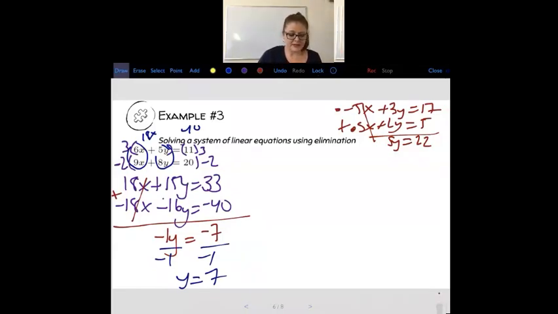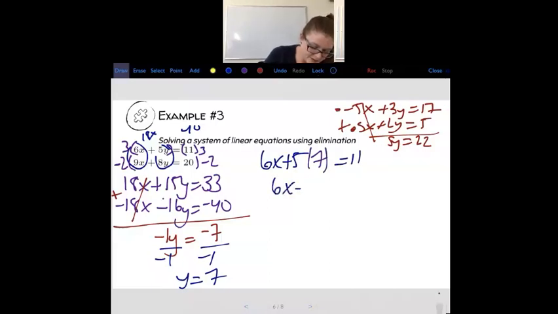Now you can plug y equals 7 into the top or the bottom original equation. It doesn't matter which one. I'm going to plug it in. Smaller numbers are in the first equation, so I will use 6x plus 5y equals 11. So we have 6x plus 5 times the y we just found, that y is equal to 7, and this is equal to 11. And so now we solve for x. We have 6x plus 35 equals 11. We subtract 35 from both sides.